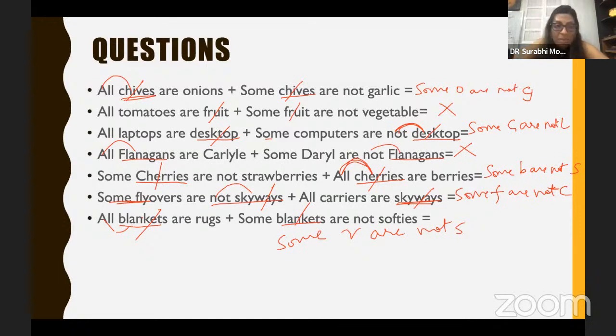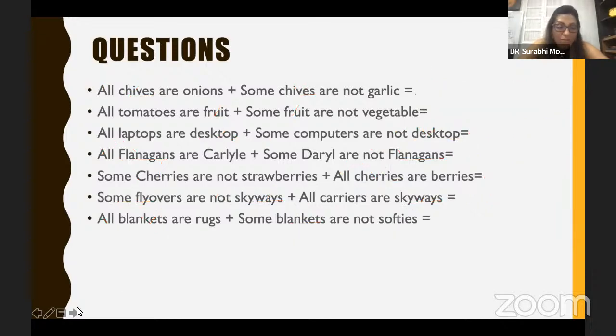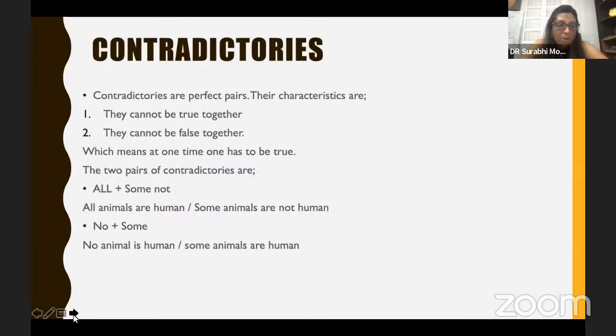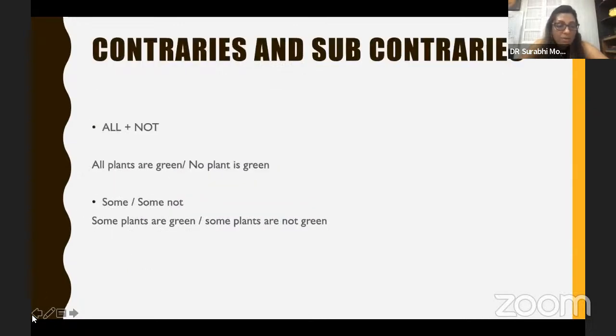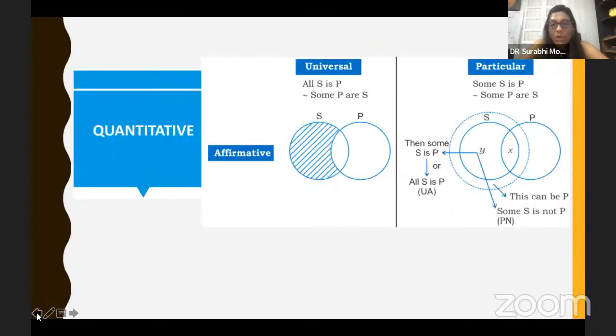So if you practice this method, you can really do deductive logic in a short span of time. So I hope this was helpful, children. And the shortcuts are something that you are going to follow.